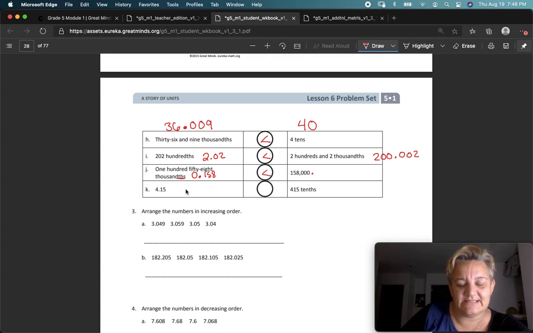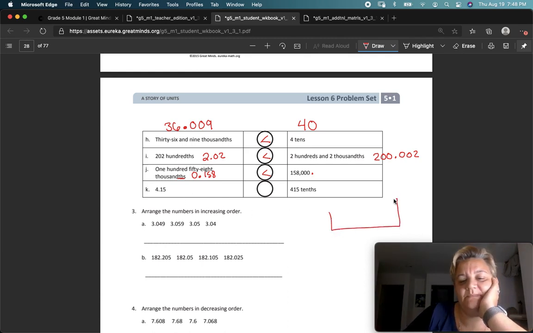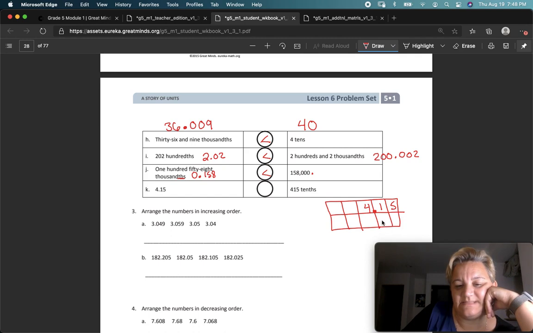4 and 15 hundredths, and 4 and 15 tenths. Okay, I am going to draw my place value there. Okay, so let's see, 4 and 15 hundredths, and 415 tenths. So that would be 415 inside that box. So I can move the 41 over here and erase the 41 there. And then I can move the 4 over here and erase the 4 there. And what am I left with? 41 and 5 tenths. So 4 versus 41 and 5 tenths, so that's the bigger number.